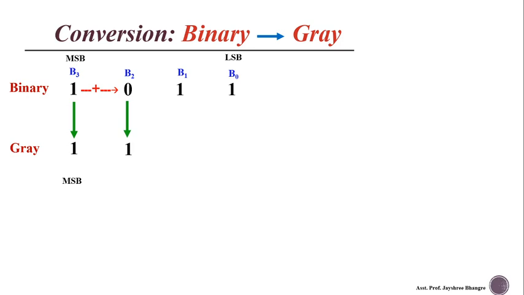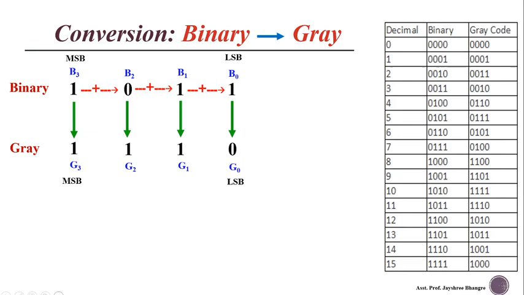To get the next gray bit, we perform the XOR operation between the binary bits B2 and B1. As these bits are different, that is 0 and 1, we get the answer 1. To get the LSB of gray, we perform the XOR operation between bits B1 and B0. As both these bits are 1, that means they are the same, so the answer is 0. So here we get the gray code, G3, G2, G1 and G0, as 1 1 1 0.